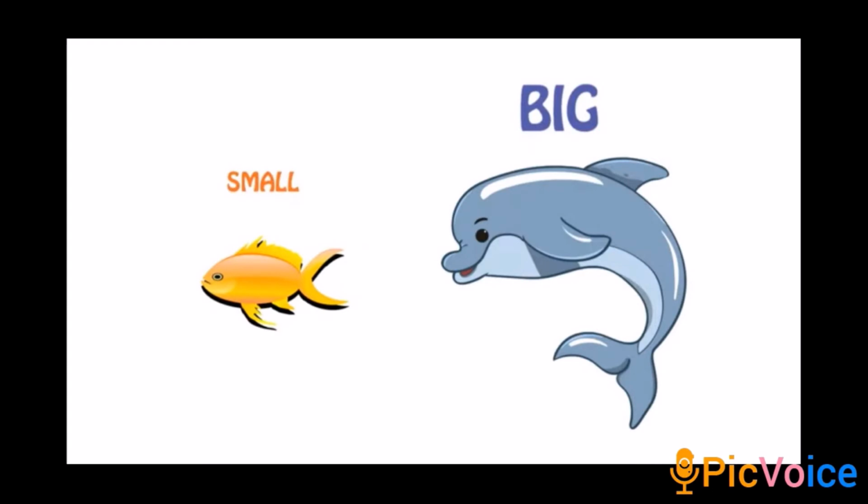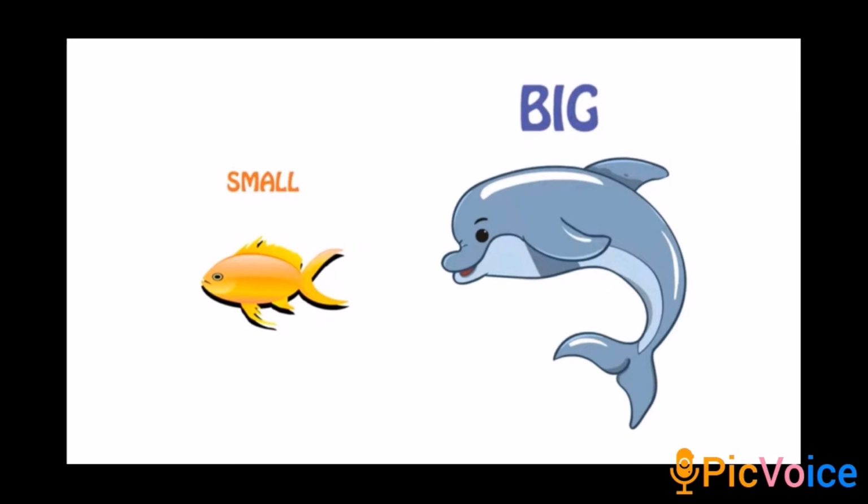What can you identify here? Here we have fishes, isn't it, children? One is a dolphin and another one is a small yellow fish, isn't it? We all already know, isn't it? Dolphin is a very big fish. Okay, so we can easily say dolphin is big and a small yellow fish is small.